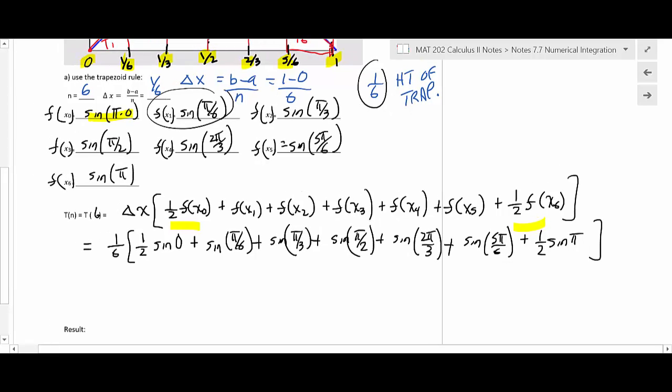Now the unit circle, I'm just going to have you write down what you would find anyway on the unit circle. So we're going to have 1/2, and all these things could be looked up on the unit circle. So I'm just going to have you write down those things. Sine of 0 is 0. Sine of pi over 6 is 1/2.